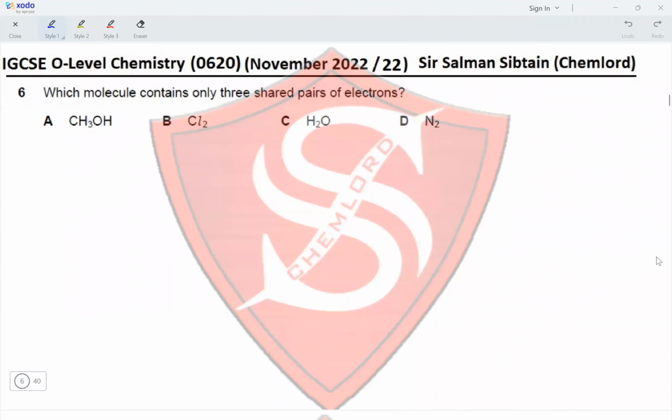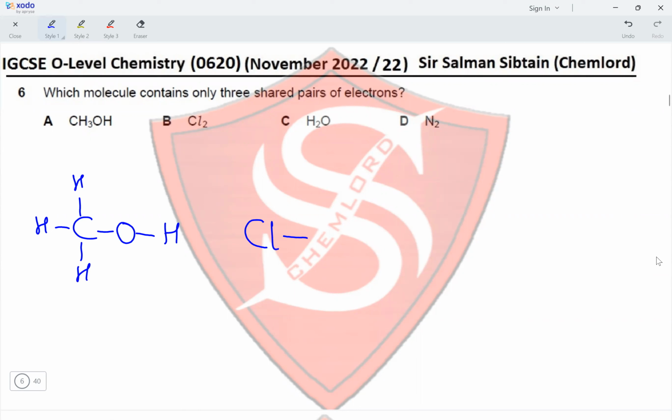Question 6. Which molecule contains only three shared pairs of electrons? So CH3OH. In CH3OH, we've got three CH single bonds, one CO single bond, and one OH single bond. There are no two atoms that share three pairs of electrons.